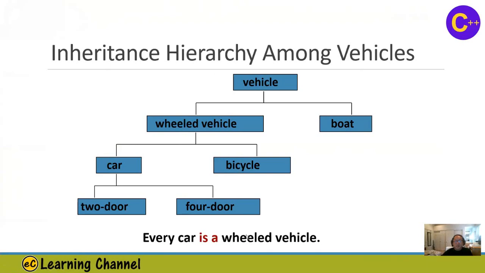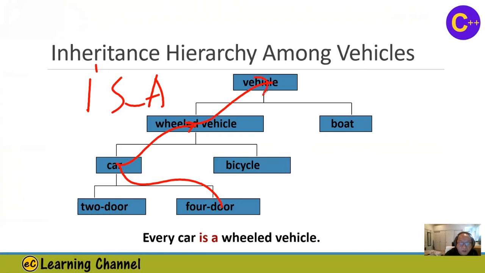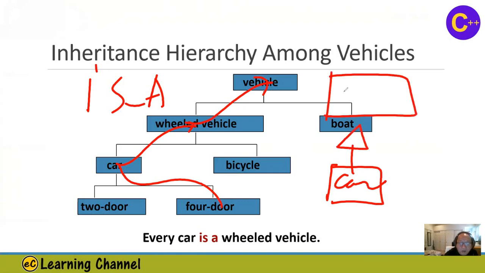And this one is the is-A relationship. What is the is-A relationship? A four-door car is a car. A car is a wheel vehicle. A wheel vehicle is a vehicle. So basically, that forms the so-called is-A relationship. That means a car actually inherits wheel vehicle, and wheel vehicle inherits vehicle. Okay, this is called the is-A relationship.